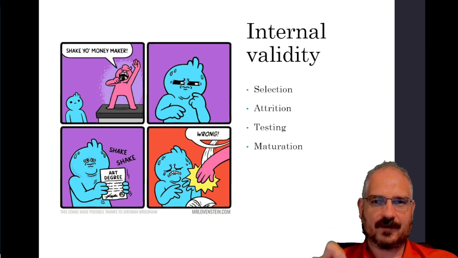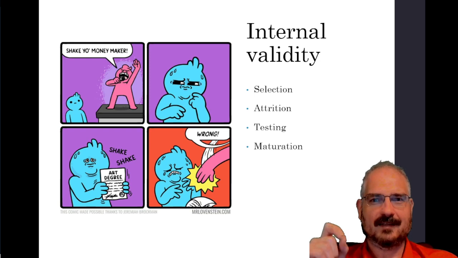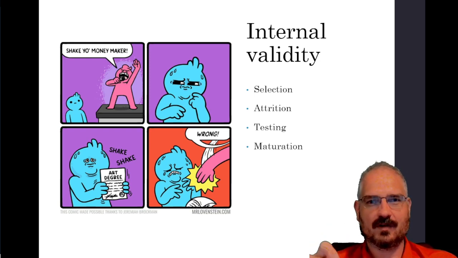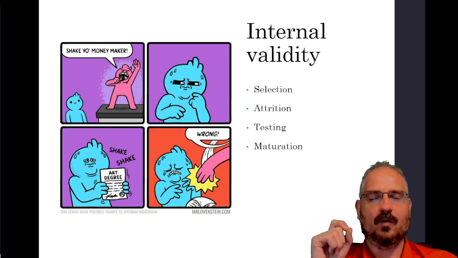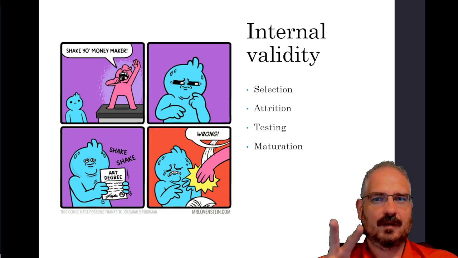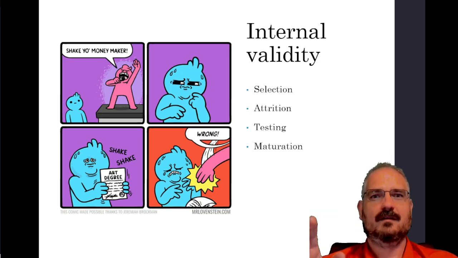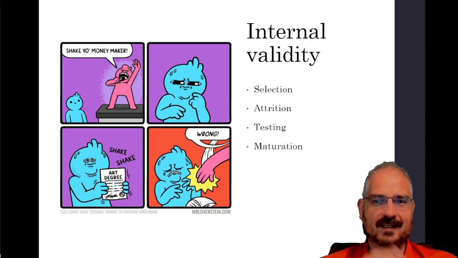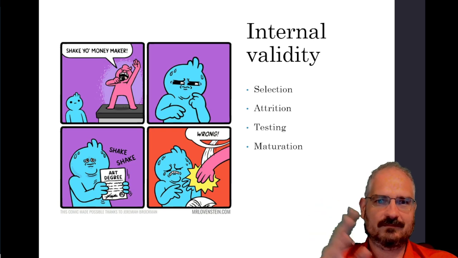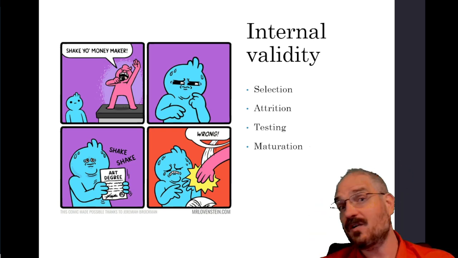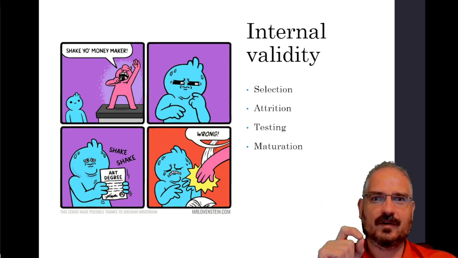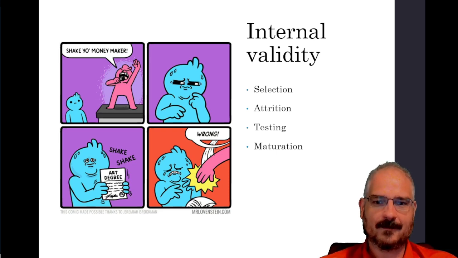One of them, the first we're going to talk about, is selection. And selection bias is the threat to internal validity that happens when you have two groups, but the groups aren't the same to begin with. And hopefully random assignment kind of controls for this and takes the selection bias out of the equation, which is one of the reasons random assignment is so important, right?